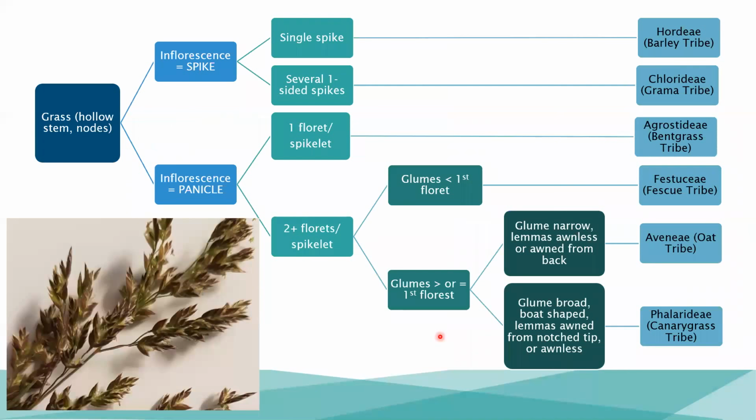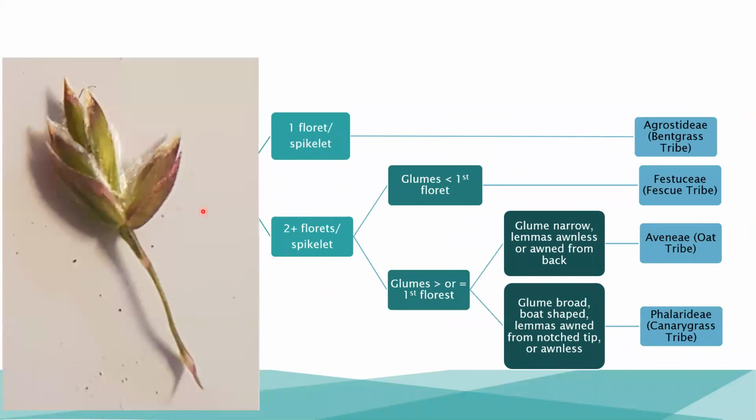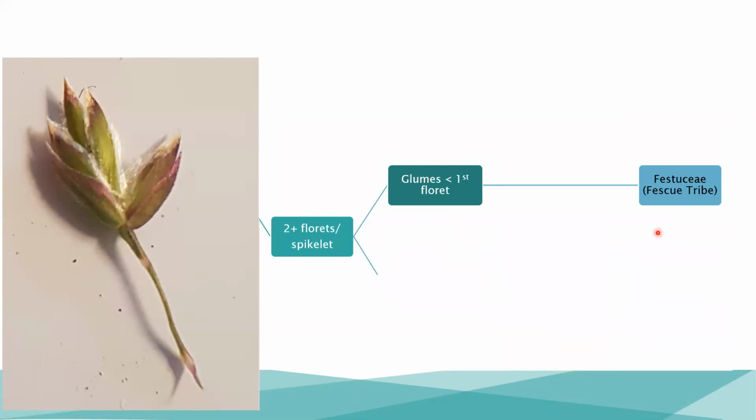And on to our last species here. Again, we have a panicle, nice and wide open. Let's take a closer look at one spikelet. Here we can see 1, 2, 3, 4 florets per spikelet. Next, how long are the glumes compared to the first floret? You can see that the glume is here and the floret is this long, so the glumes are less than that first floret. So we're still in the fescue tribe.